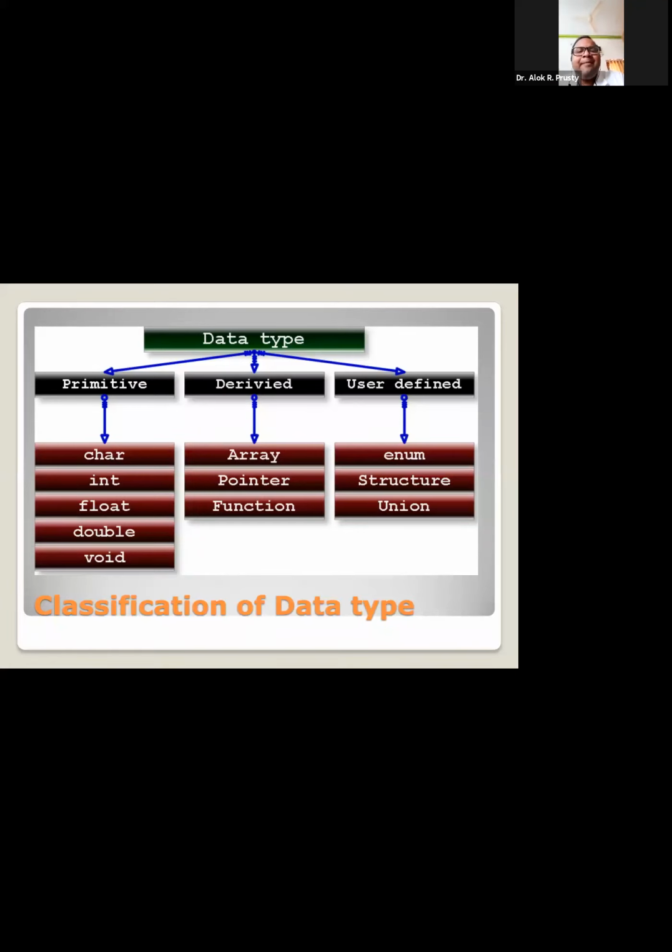Similarly, a derived data type has all the characteristics of the basic data types as well as some added characteristics to the basic or primitive data type. Hence, we call it a derived data type. Apart from primitive and derived data types, another important kind of data type is called the user defined data type.